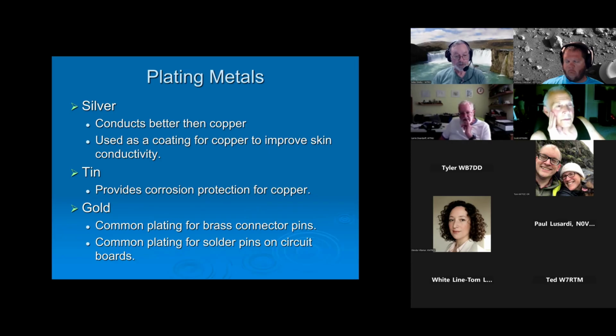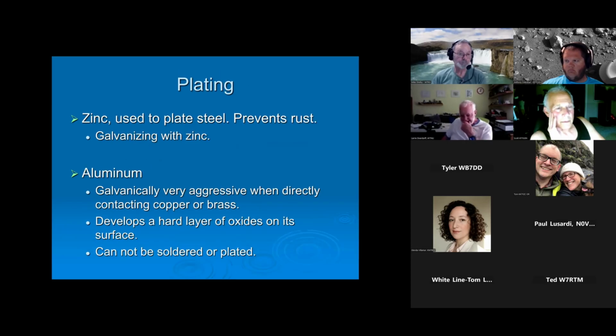Tin also provides corrosion protection for copper. So there's a couple of ways that you could use different things to keep copper from oxidizing. Copper or brass out there by itself oxidizes really thick. Brass, not so much, but pure copper for high levels of conductivity oxidizes quite fast. Another one, zinc used to plate steel, prevents rust. So that's galvanizing, used all the time out there.